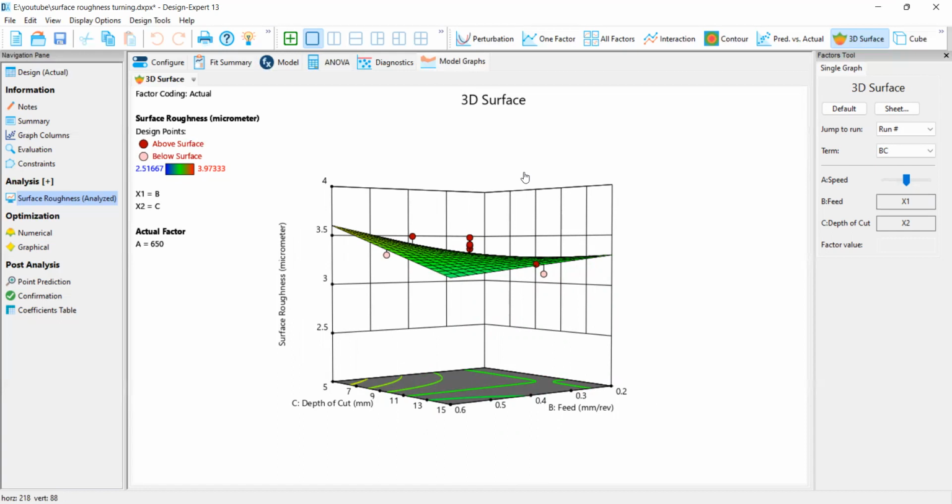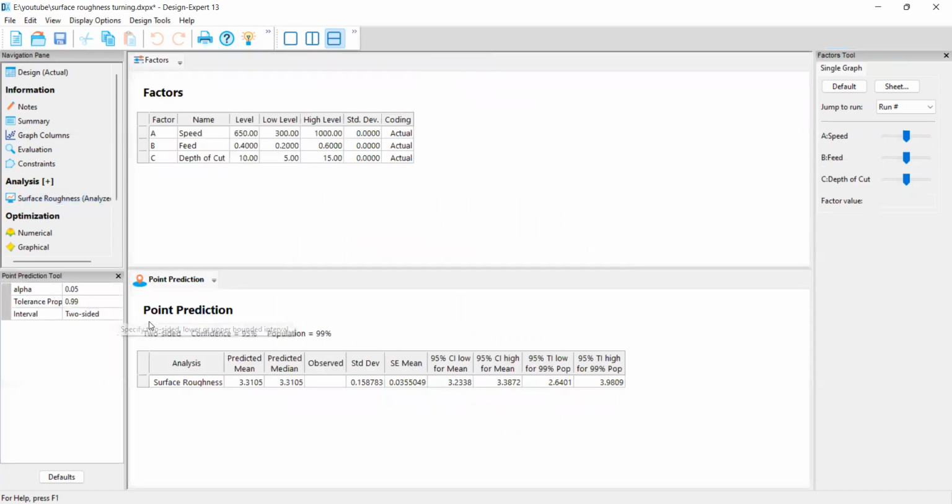After performing all this work, you can also perform the model validation. To perform the model validation, you have to use the point prediction method that is provided in Design-Expert. You just have to click on point prediction and you will get these two tables. Here you can see the levels for the point prediction. These are the center levels, as we are using the central composite design. So the point prediction will be at the center points, that is 650 speed, 0.4 feed, and 10 depth of cut.